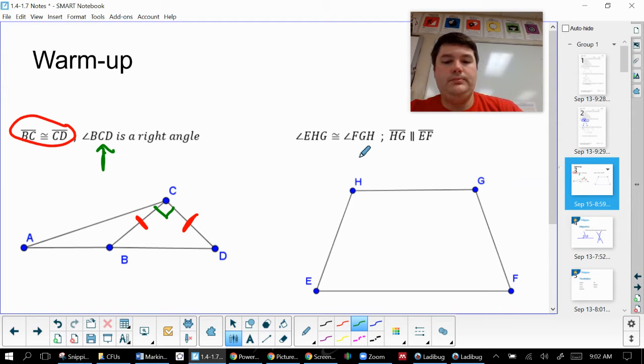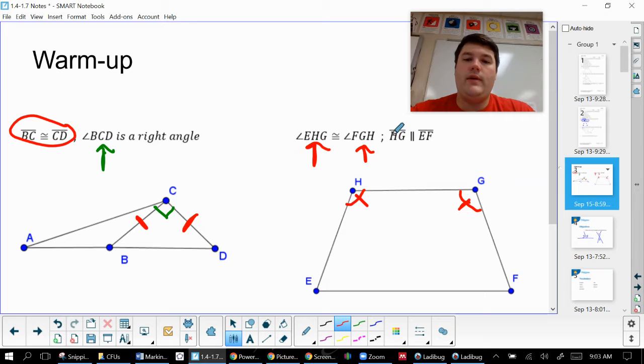Moving on to this next one. We've got angle EHG, H being the vertex there. So that's this angle. EHG, the angle it makes there, is congruent to angle FGH. And so FGH is that angle. G in the middle there is the vertex. And it's saying that those are congruent. So we put the little tick marks right in there.